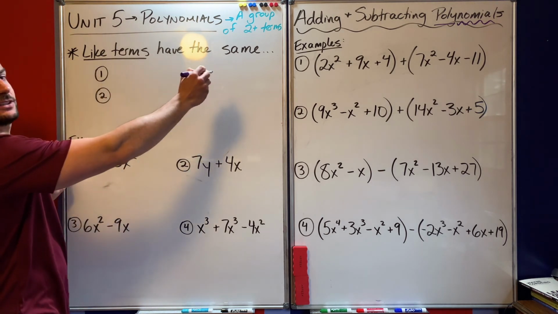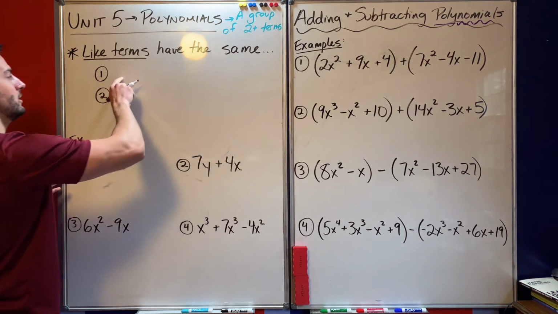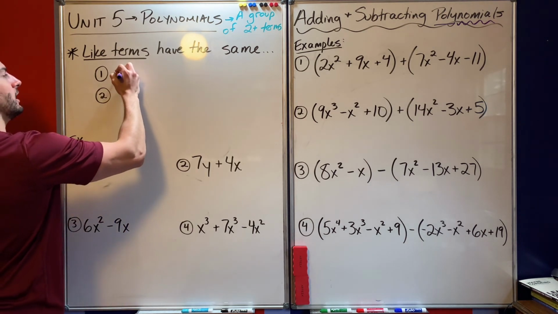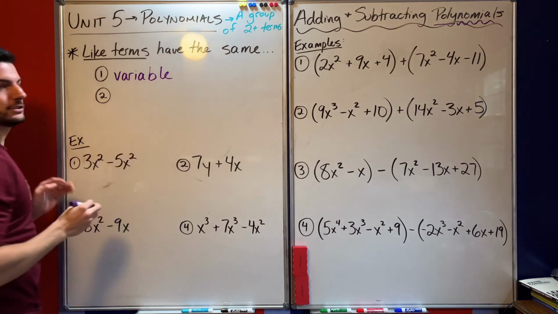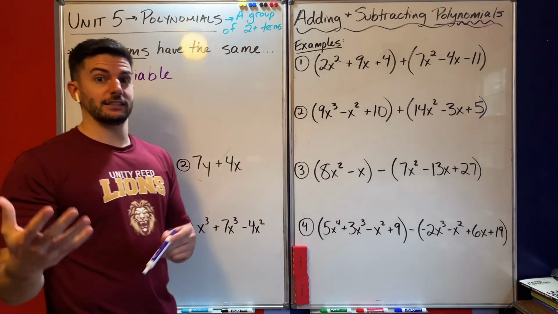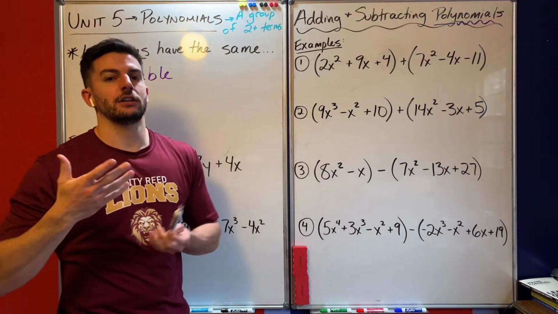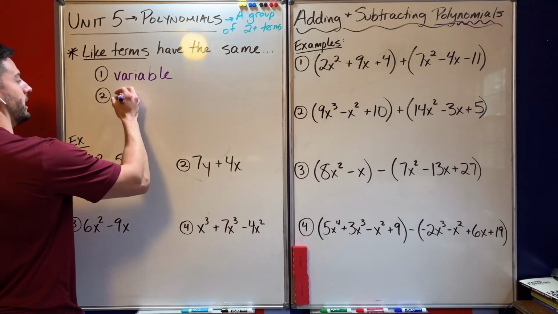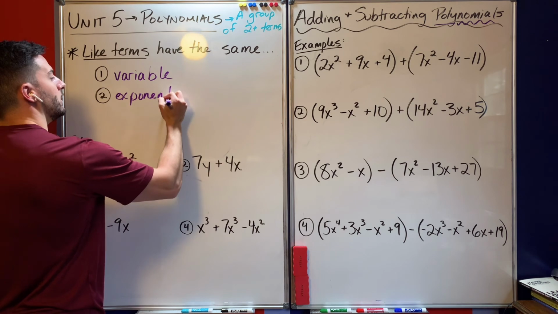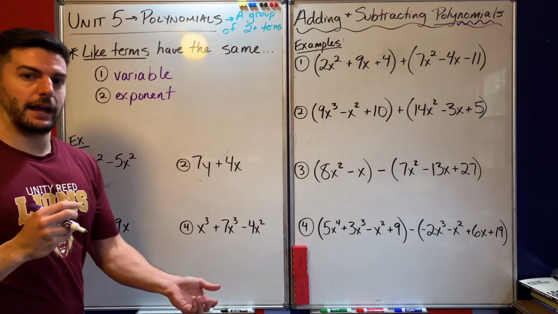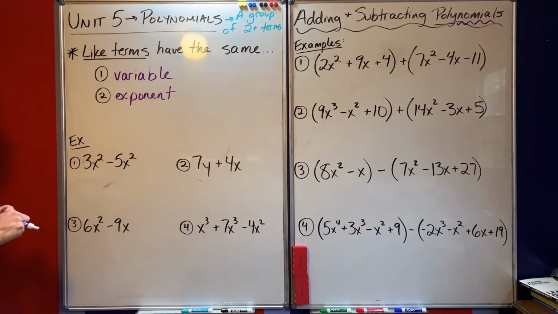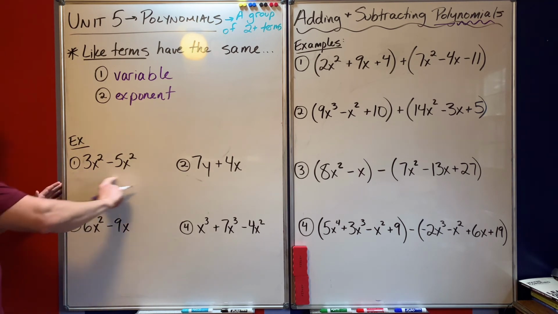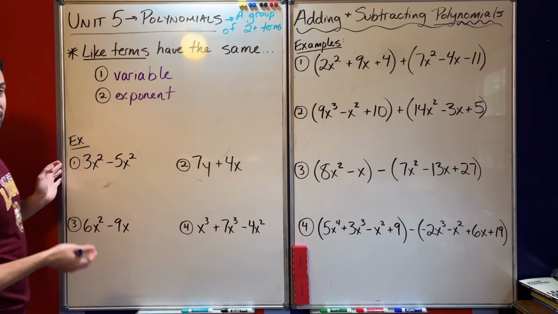You know it's a like term because there are two things they have to have in common. Like terms have the same variable, so they either both have to be x's or both have to be y's. The letters have to be the same, and they have to have the same exponent as well to be able to add or subtract those. Let's look at these examples down here.